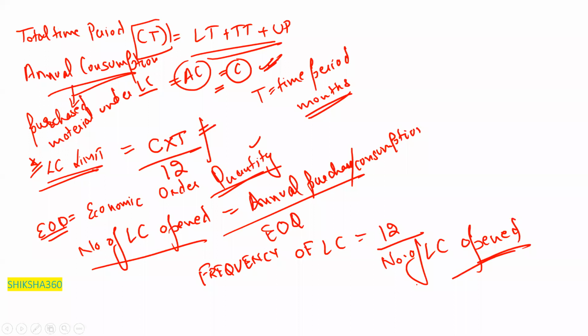Please tell me quickly. Are all the points clear regarding what we have discussed: total transit period, total time, annual consumption, LC limit, EOQ, that is economic order quantity, number of LCs opened, frequency of LC? Is what I have written here clear to all of you? Now move to the next one. Basically, what type of question they will ask in the examination.